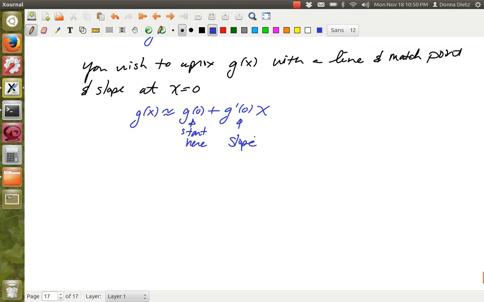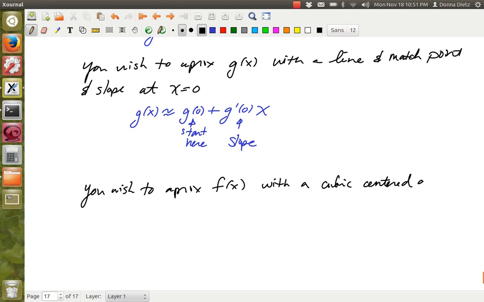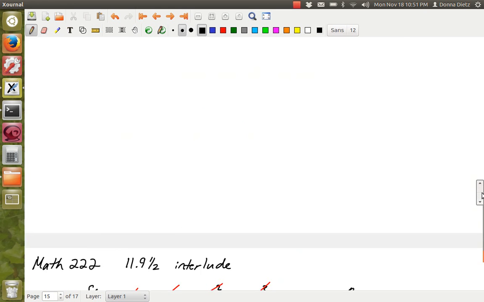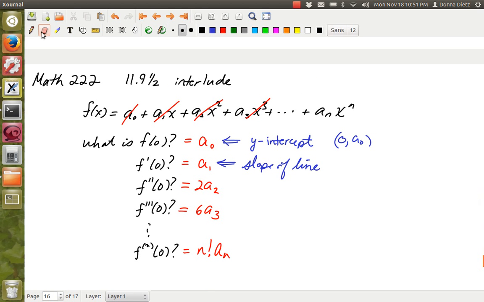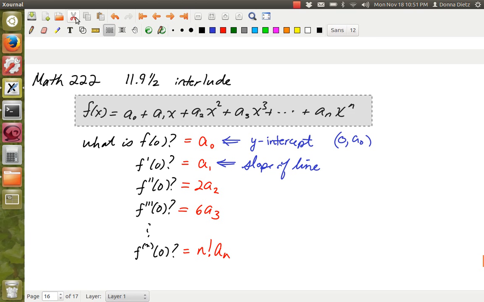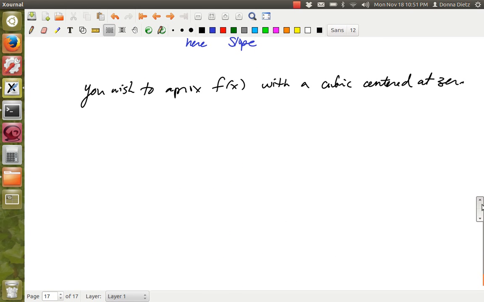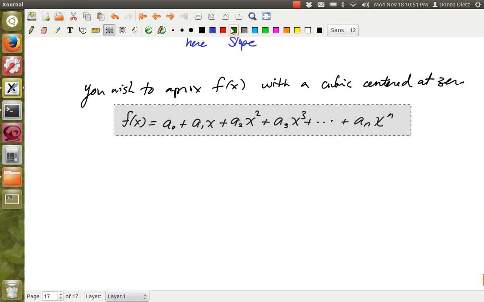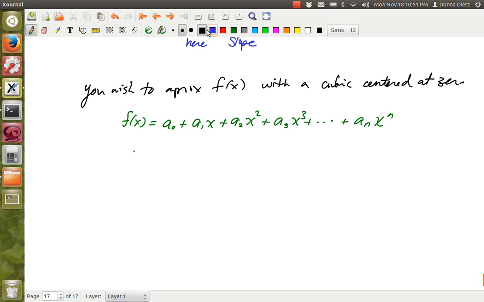Alright, so here's a question. What if we want to approximate? Try this again. You wish to approximate f of x again with a cubic centered at 0. Okay, so what was f? We know f is right there. Okay, so we keep using this, so I'm going to take it with me. I'm going to just steal it. Alright, there we go. Now, the cubic is going to look like this.